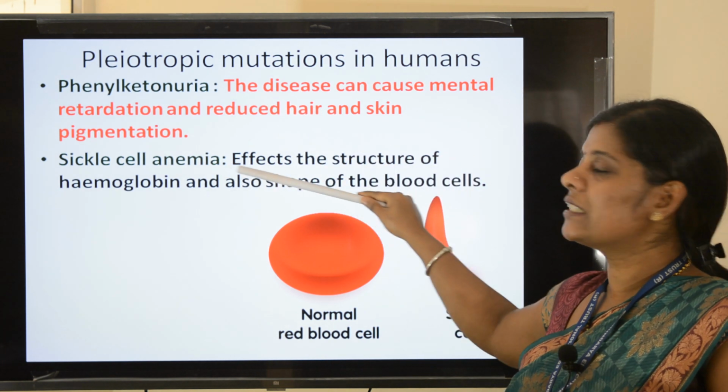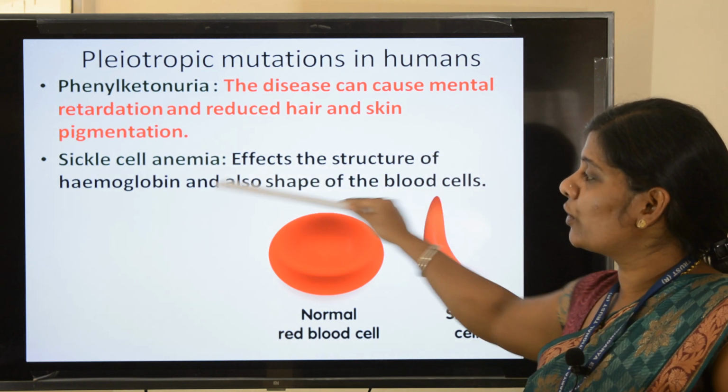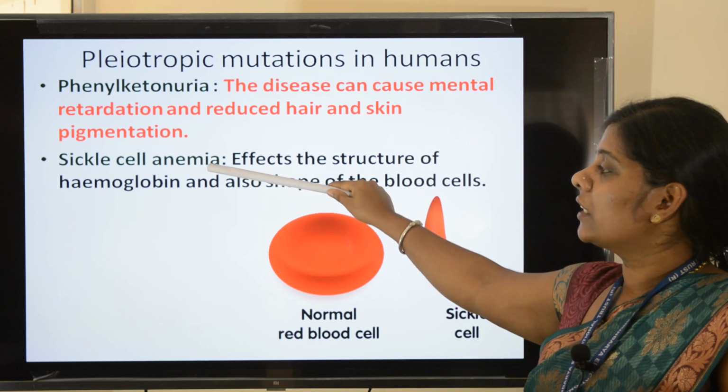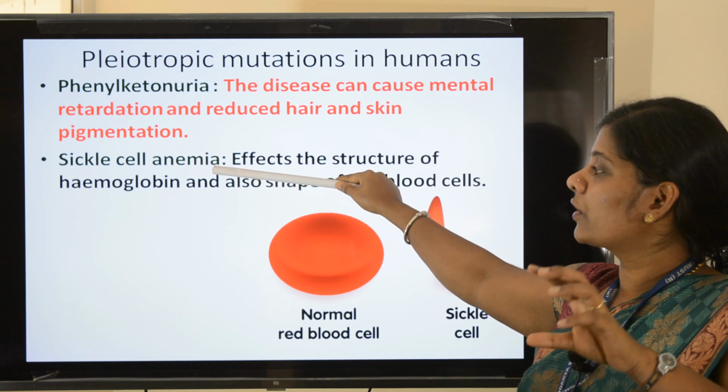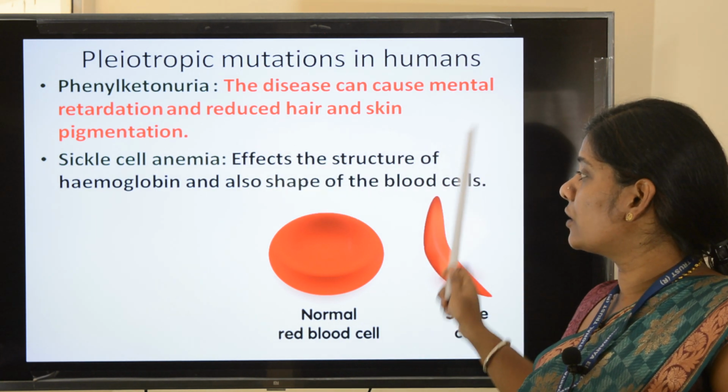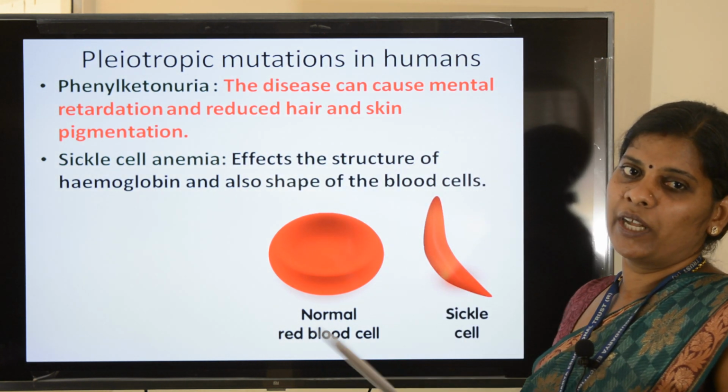Here sickle cell anemia affects the structure of hemoglobin and the shape of the blood cells. This gene is responsible for the production of normal hemoglobin. In addition to that, it also affects the shape of the blood cells.